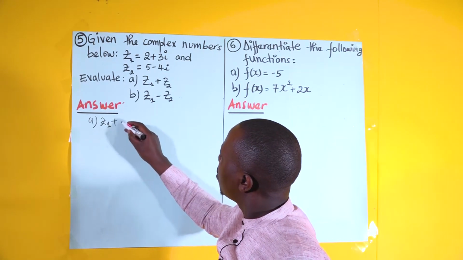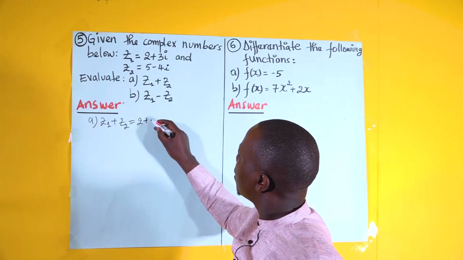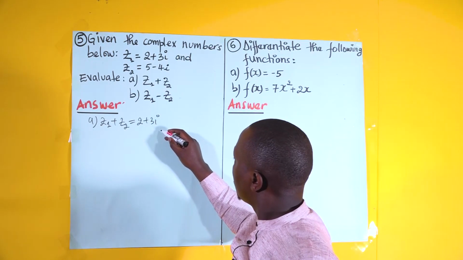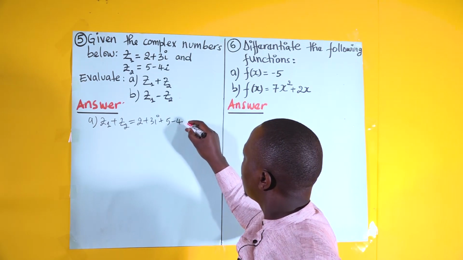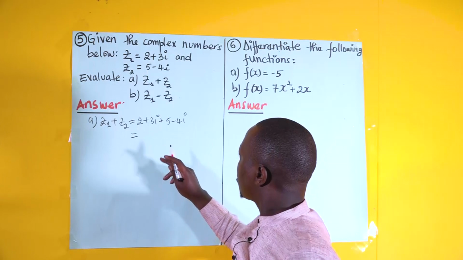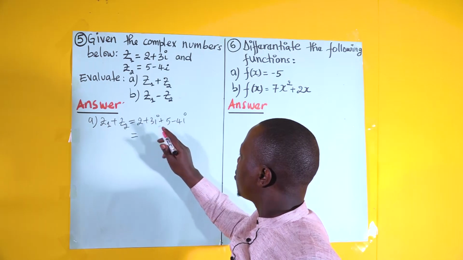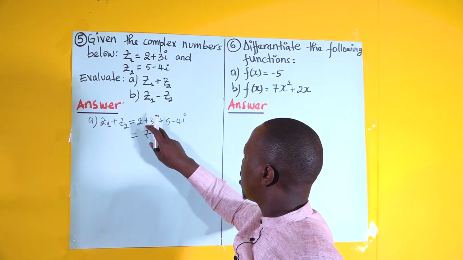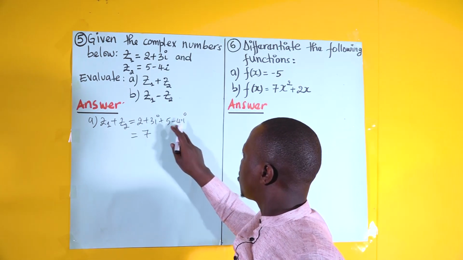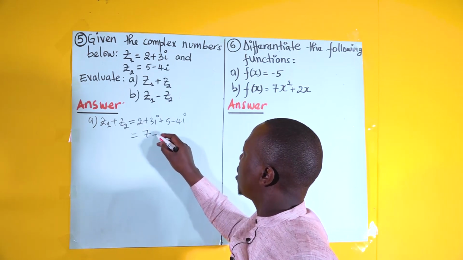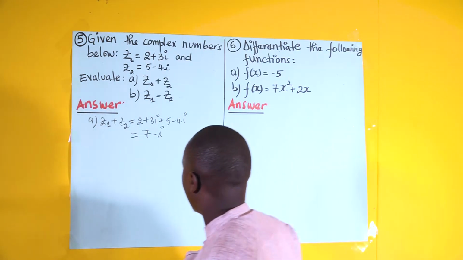z1 plus z2. This is equal to how much? This is equal to 2 plus 3i, and then plus 5 minus 4i. So this will give us what? This is the real part. By this real part, 2 plus 5 gives us 7. So this is the imaginary part. For the imaginary part, 3 minus 4 gives us negative 1. Then you add i, so negative i, isn't it? 3i minus 4i is negative i.